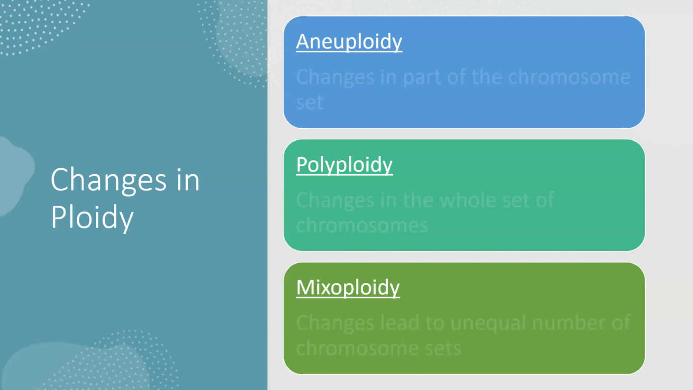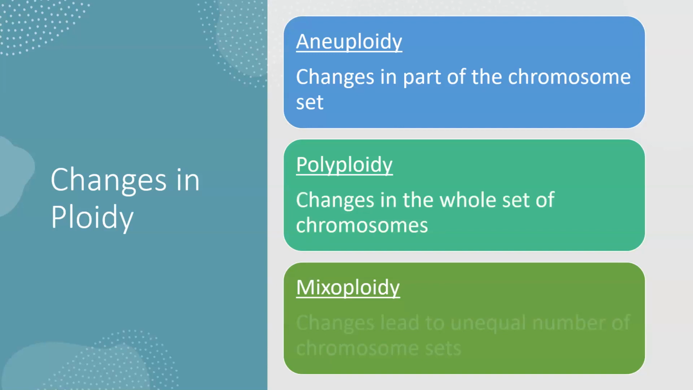One of the more frequently encountered types of somaclonal variation results from changes in chromosome number, that is aneuploidy, polyploidy, or mixoploidy. Aneuploidy refers to a numerical change in part of the chromosome set, whereas polyploidy refers to a numerical change in the whole set of chromosomes.